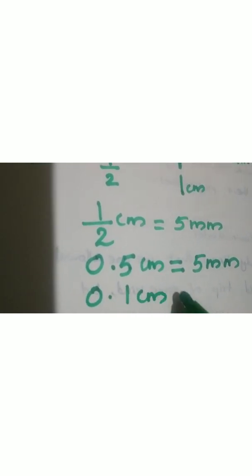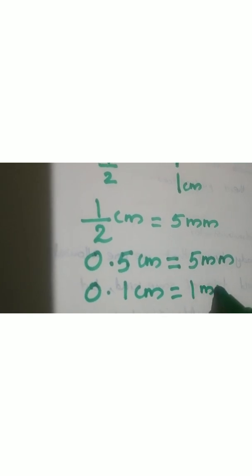Okay. Then this we can write as, we all know that half is equal to 0.5. Half is equal to 0.5 centimeter. That is equal to 5 millimeter. So 0.1 centimeter will be 1 millimeter. Is it clear? 0.5 is equal to 5 millimeter. 0.1 centimeter will be 1 millimeter.